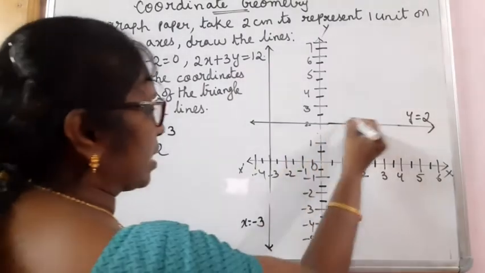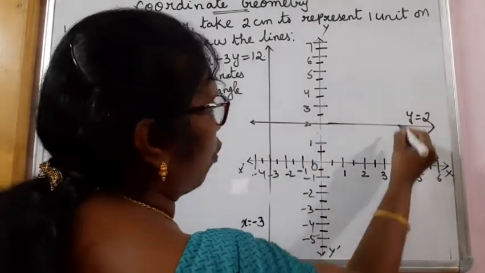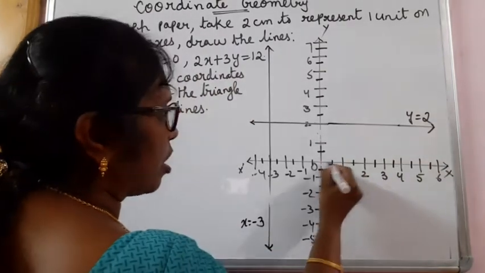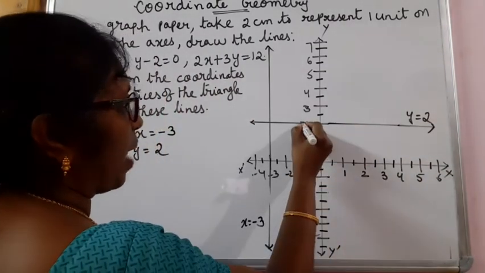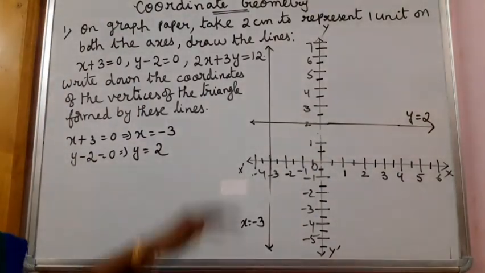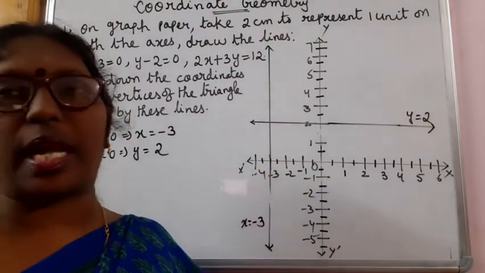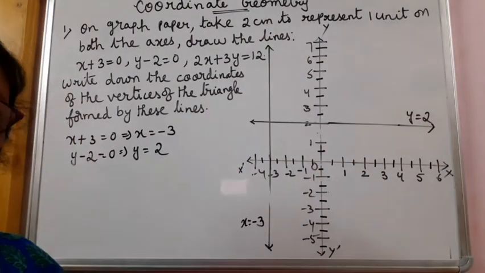Any point on this line you take, suppose this point, the coordinates of this point are 4, 2. This point, 1, 2. Here this point, minus 1, 2. That means for every point on this line, the y coordinate is 2. So the equation of this line is y is equal to 2.